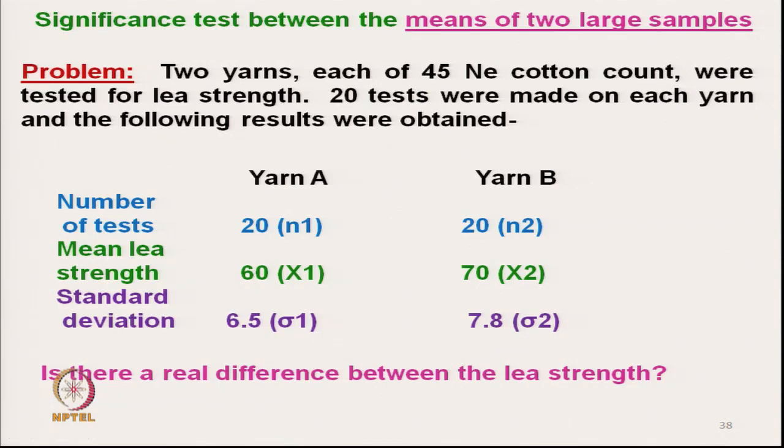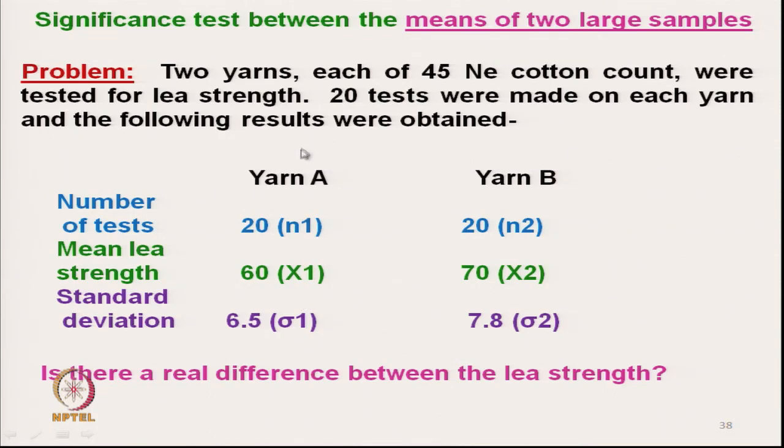Now, what we were interested in is whether, with this 60 and 70, yarn B is significantly stronger than yarn A, or yarn A is significantly weaker than yarn B. That we have to test. So, do you right away reject yarn A? That we have to test. Okay. Suppose we have two samples from two suppliers, yarn A and yarn B, and we have to select one of them.